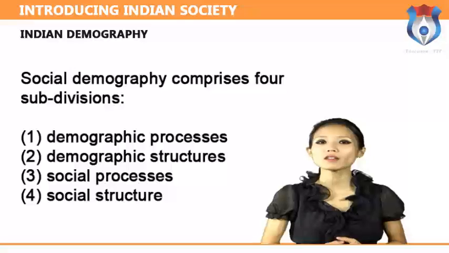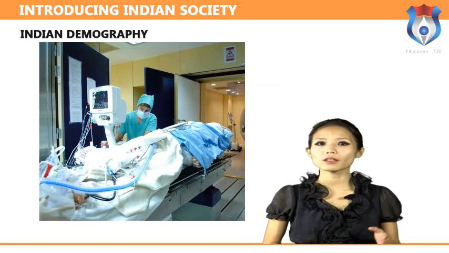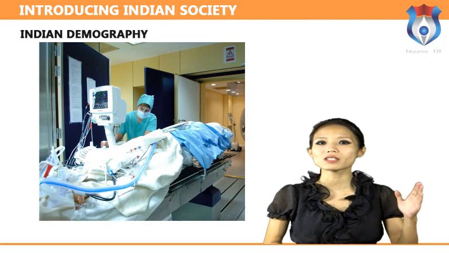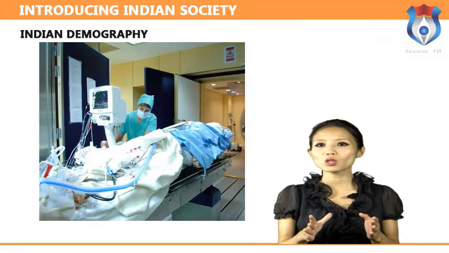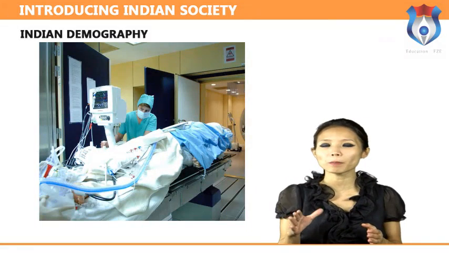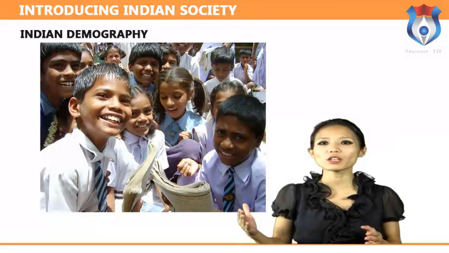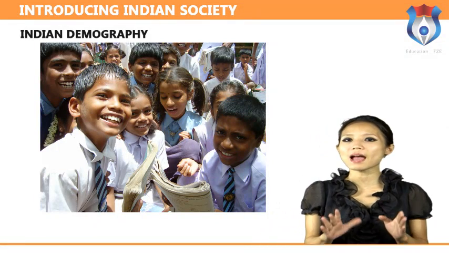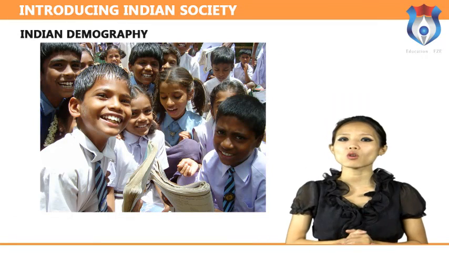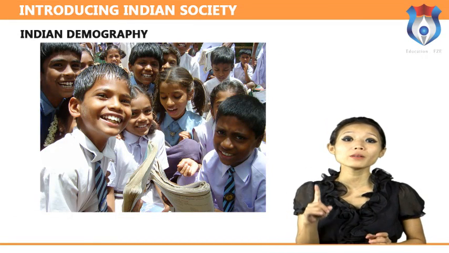Let's try to understand those here. The birth rate, the death rate and the infant mortality rates of population in India have declined, but they are still quite high as compared to developed countries. The growth rate of population has declined over the years, but the size of total population in India has increased a lot. India has crossed a population of more than 1 billion now.